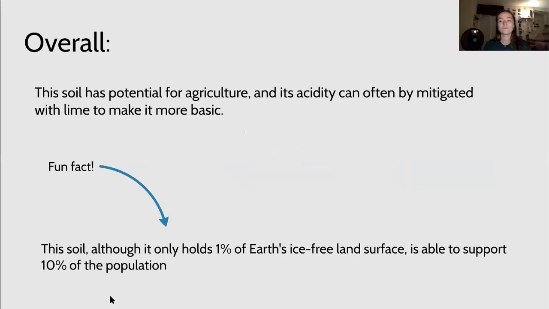Overall, andisol soils are potentially good for agriculture, but they need inputs of lime to make them more basic. Also, fun fact is that although it's only 1% of Earth's ice-free land surface, it is also able to support 10% of the population.